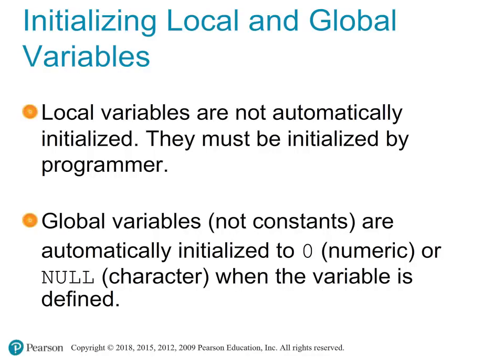Local variables are not automatically initialized. They contain garbage values until explicitly initialized by the programmer. Unlike local variables, global variables are automatically initialized. Numerical types are initialized to 0, and the character type is initialized to null, that is, NULL. Global constants must be initialized at the time of their declaration.